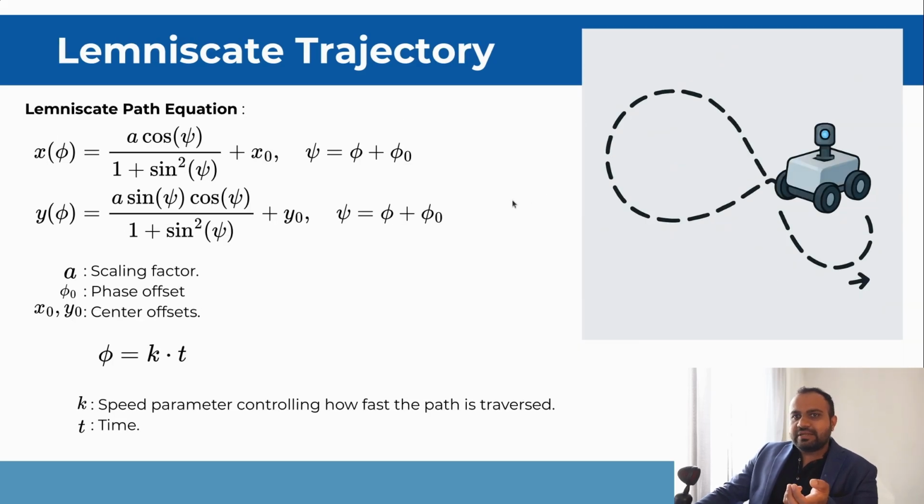There is a second type of trajectory. It's like an 8 shape. Its equation is complex, but nothing to worry about. The x and y are defined like this, where a is the scaling factor and phi is the phase offset. The x0 and y0 are the center offsets here, and phi equals k times t. K is the speed parameter controlling how fast the path is traversed, and t is the time.